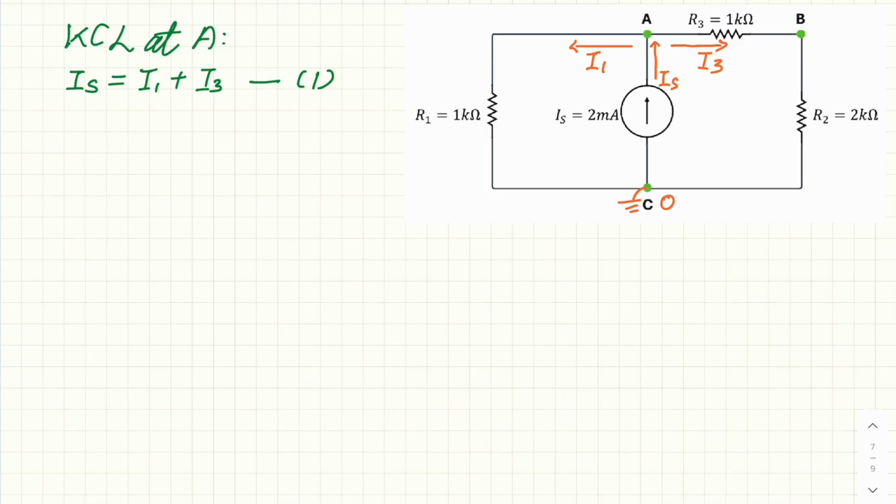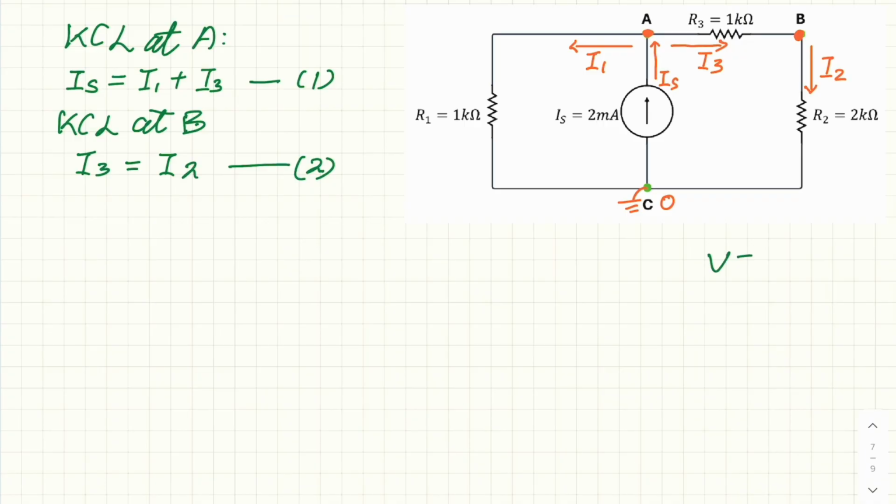This is equation 1. At node B, there's an I3 going in, and if we say I2, which passes through R2, will go out from node B. So this is I2. So KCL at B is I3 equal to I2. So this is equation 2. Next, we want to express all currents in terms of node voltage and the resistance. Remember, V equal to IR and I equal to V over R.